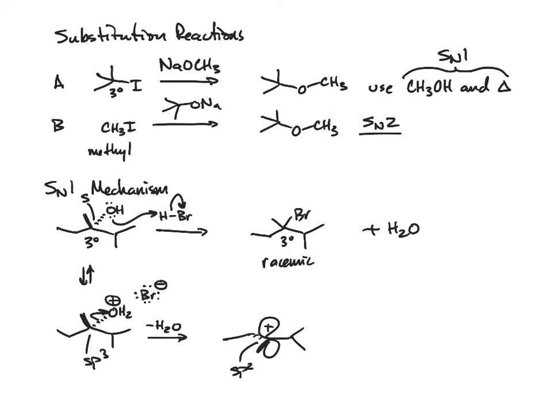So what do we mean by racemization? The bromine can attack the top lobe, or it can attack the bottom lobe, and it's going to do that evenly. So let's draw both, because you're going to get both in a one-to-one mixture. That's what a racemate means.